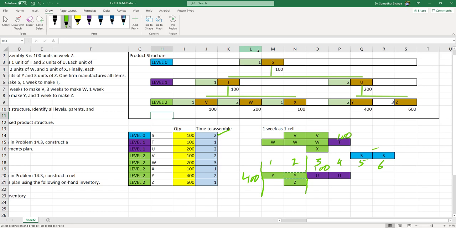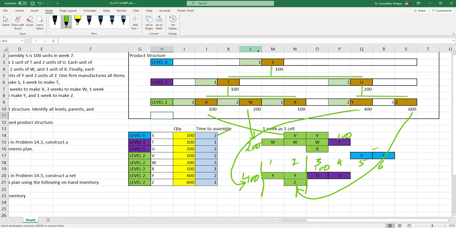I need 200 units of W. That's coming from here, and this is coming from here. So I need 200 units of W and 400 units of Y to begin the process. Then by the start of the second week, I will need 100 units of W. I will need 600 units of Z.